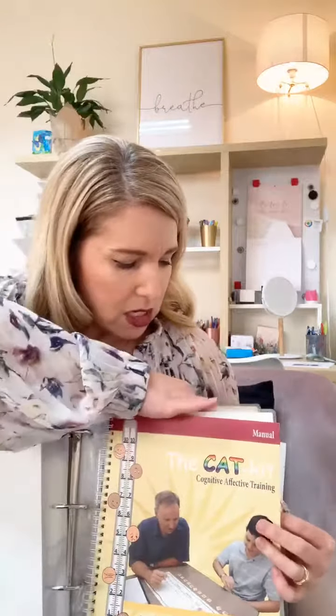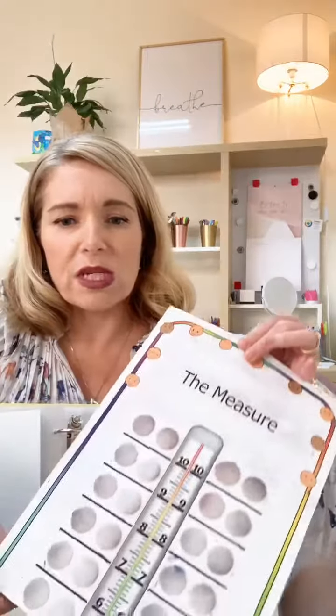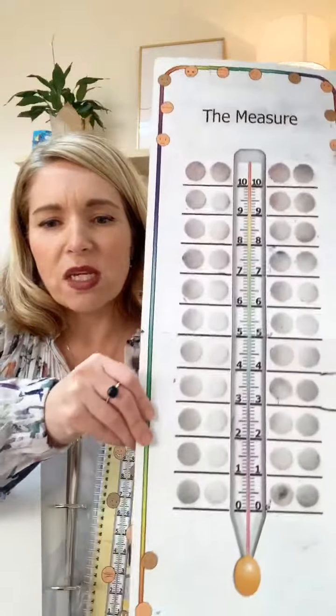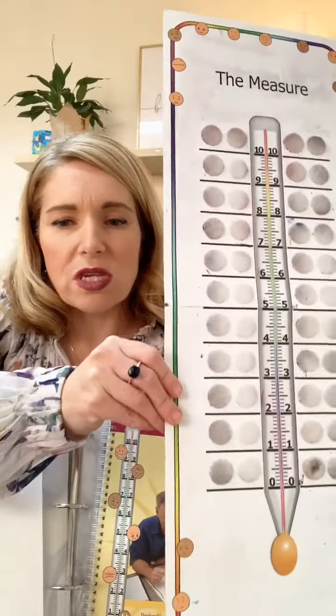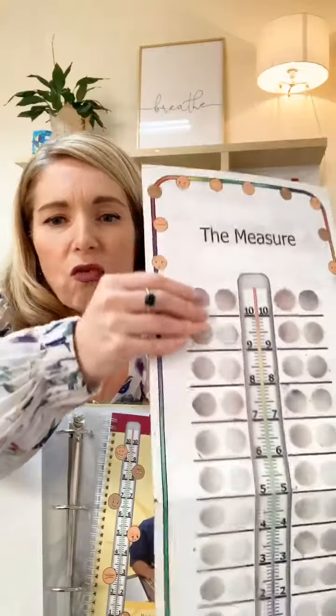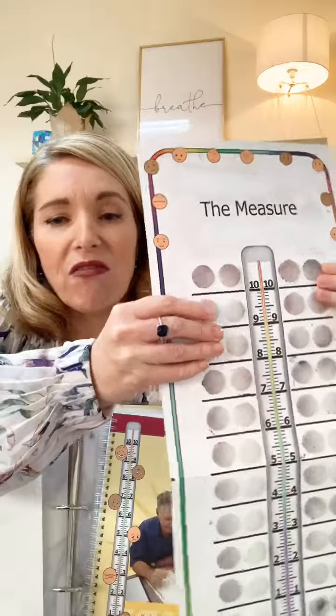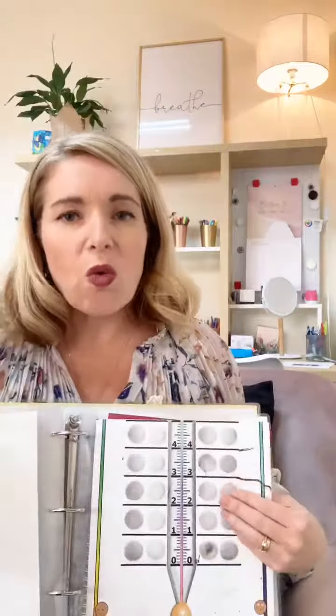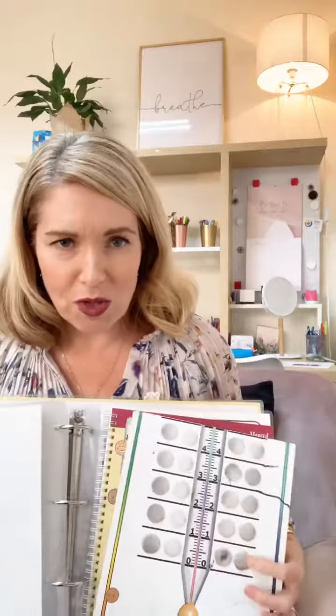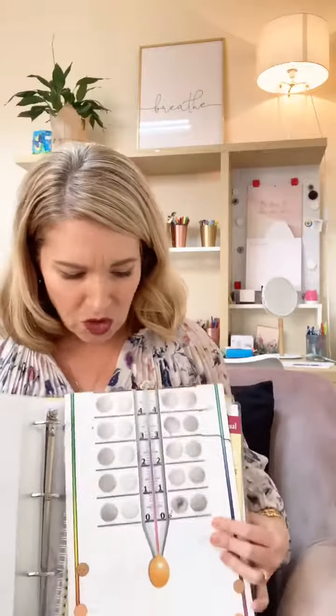So the CAT kit has a number of different tools, but this one I use probably the most frequently. This is called the measure, and as you can see, it is literally just like an old style thermometer, and all these bits down here are Velcro, so you can use that to stick your different faces or different feeling words on there when you're having a discussion about those sorts of emotions. So that was just a quick look.